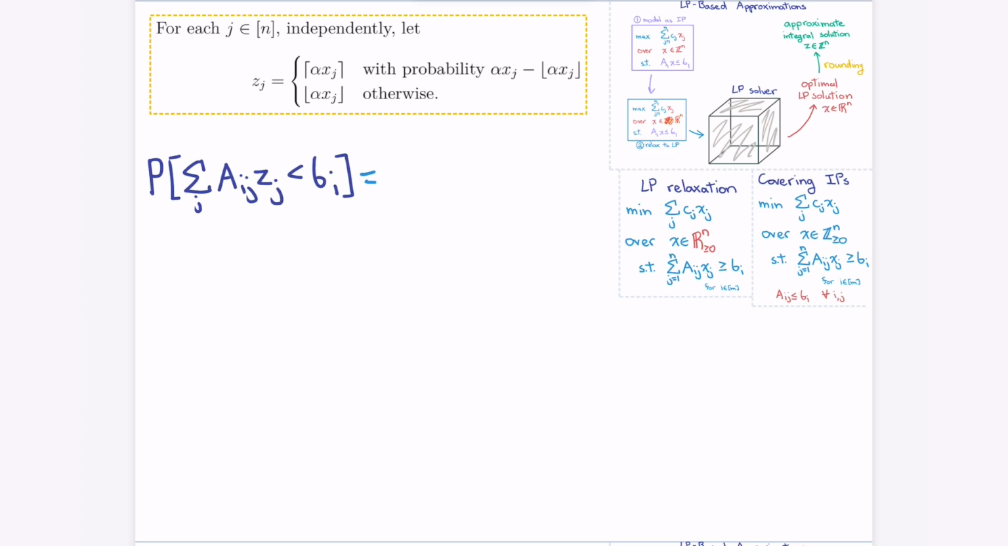Oh, that's true. Although what I can do is write, okay, the probability of rounding up is going to be equal to alpha xj minus the floor. Maybe I can write it like this. So that would be our probability of rounding up and rounding down, right? So there is some probability.